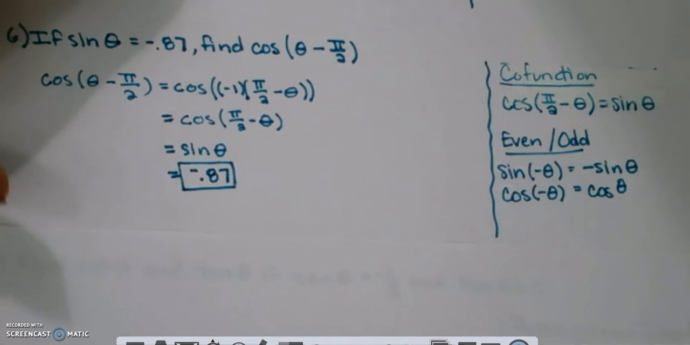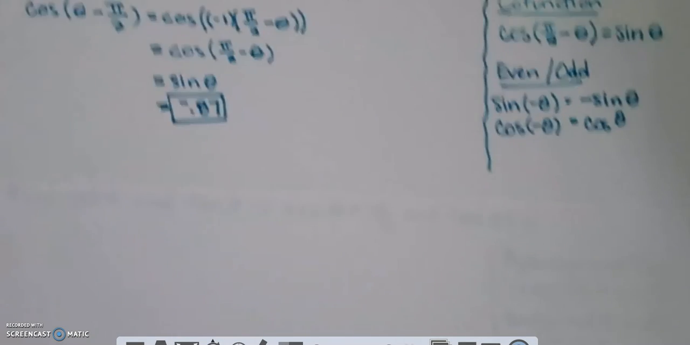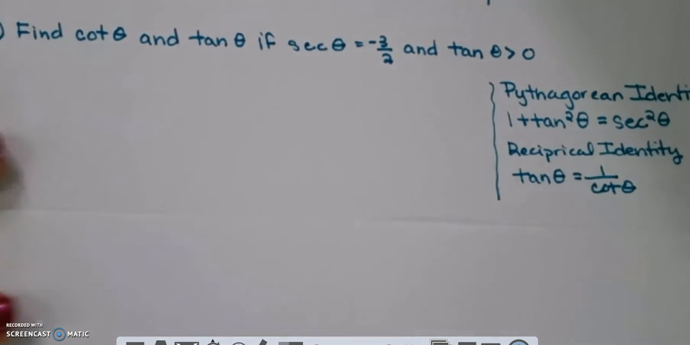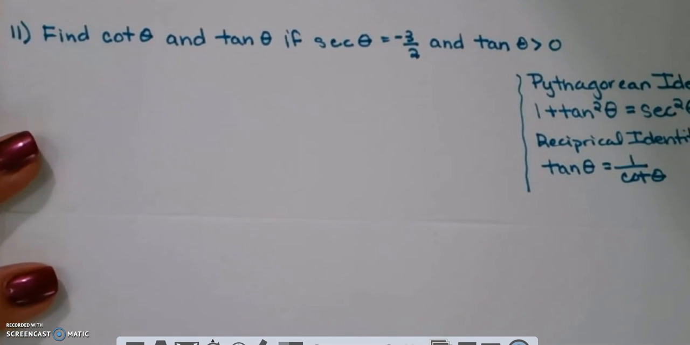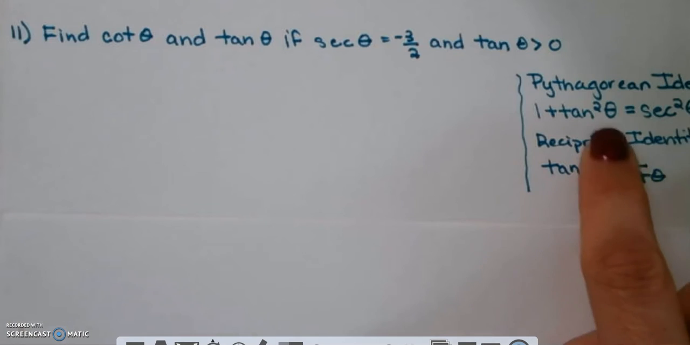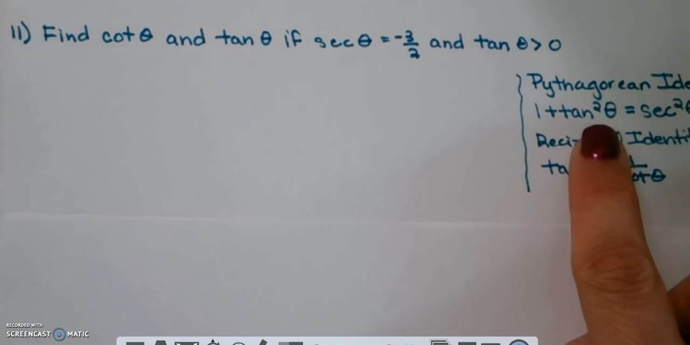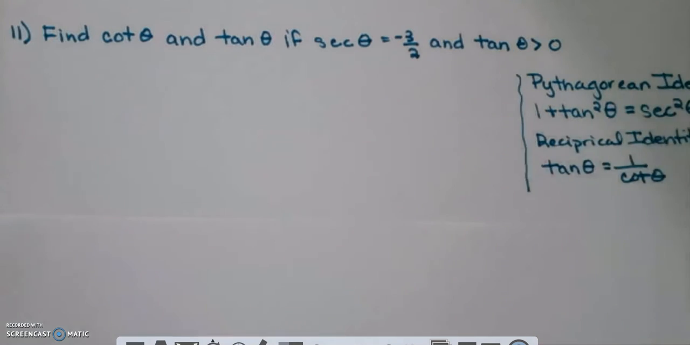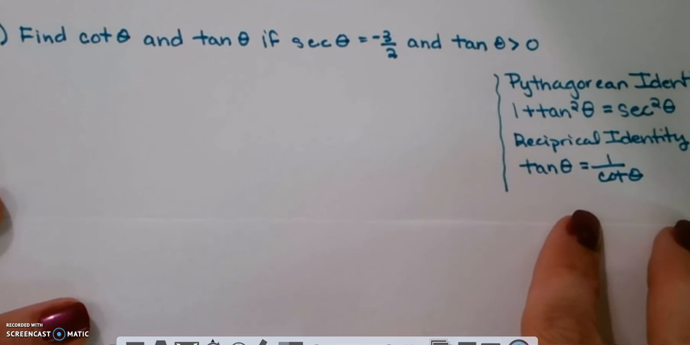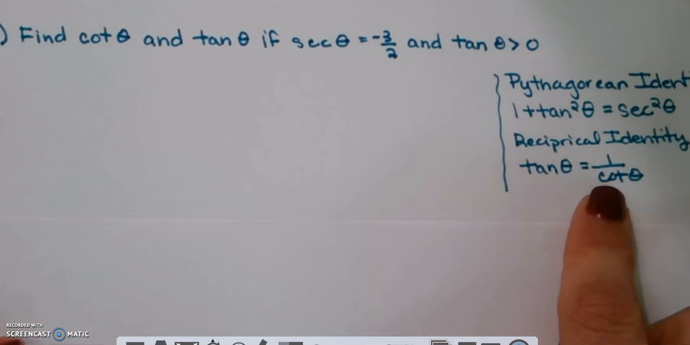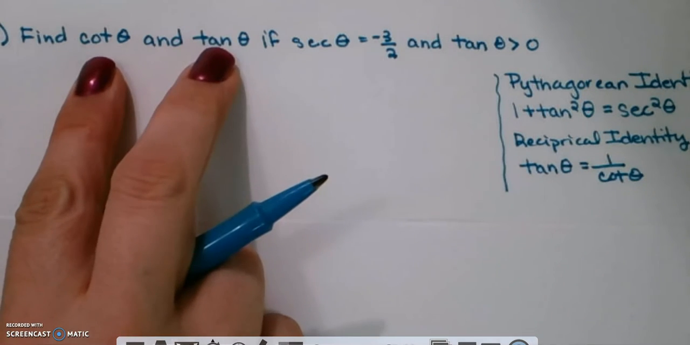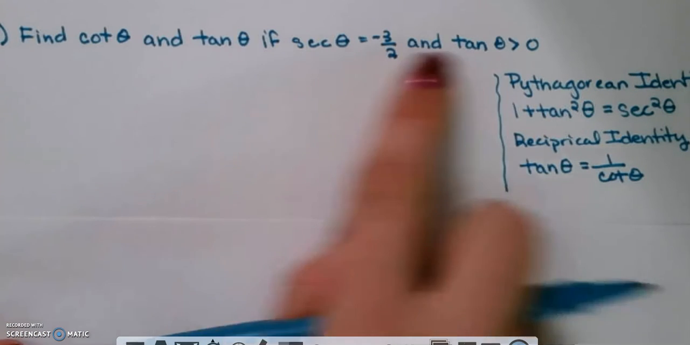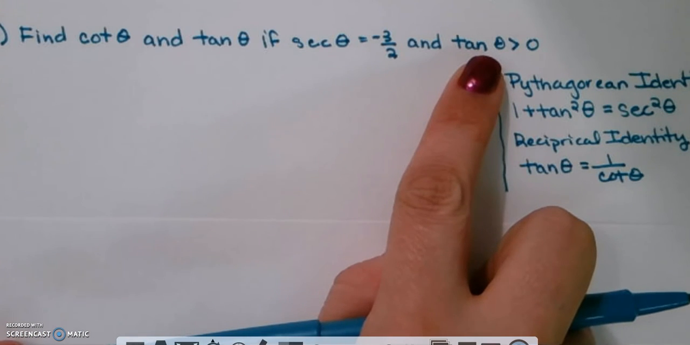Okay? The last problem on that page that I asked you to do was number 11. So number 11, you're going to have to employ the Pythagorean identity, which says that 1 plus tangent squared theta is equal to secant squared theta. And you're also going to have to use the reciprocal identity. So we need to find cotangent and tangent if we're given the secant, and we have to assume that the tangent is positive in this quadrant.